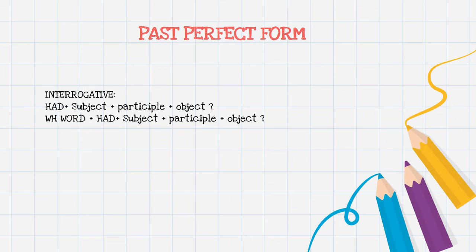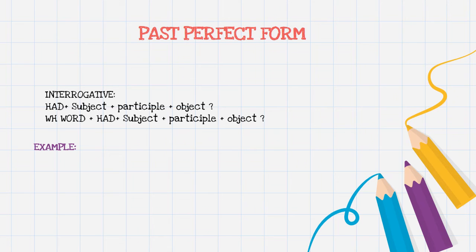Every interrogative sentence starts with the auxiliary when it is a yes/no question. So we have had plus subject plus participle plus the object. But if we make an open question, we need to include a WH word. So the past perfect form is WH word plus had plus subject plus participle of the verb plus the object.